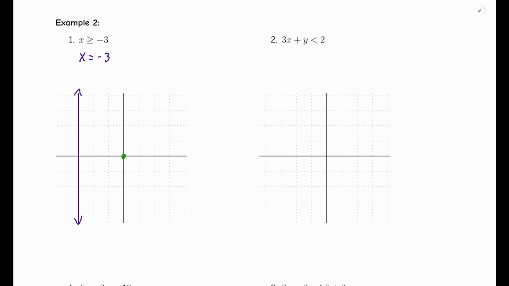But here we can choose (0, 0), plug 0 in for x. Is 0 greater than or equal to -3? That is yes. So then I'm going to shade on that side.